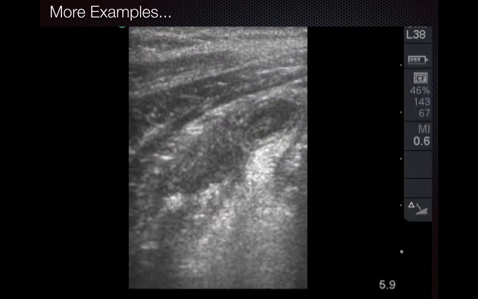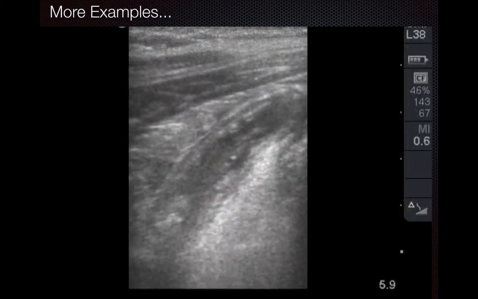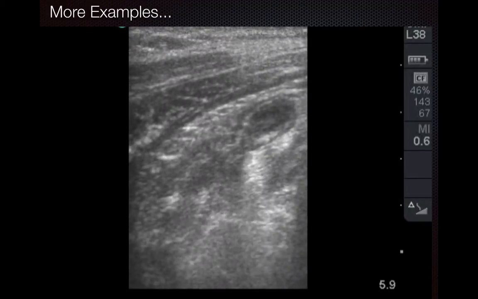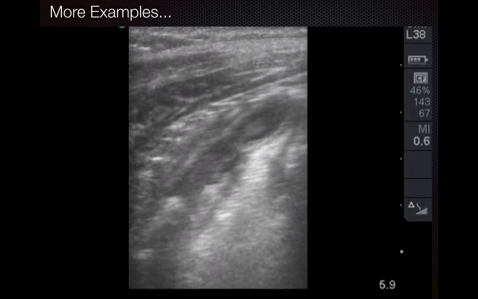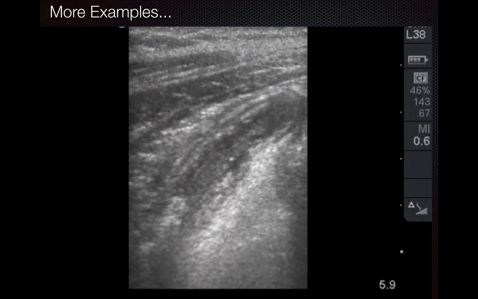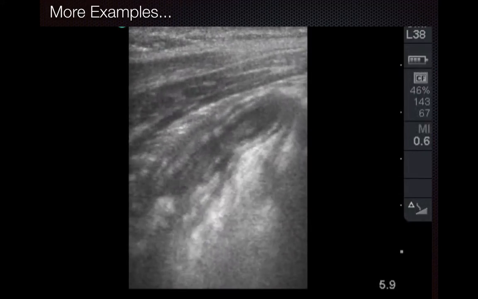And again, another example where you can actually see the examiner on the ultrasound pressing down on the abdomen right there. But there's no peristalsis and it's non-compressible.